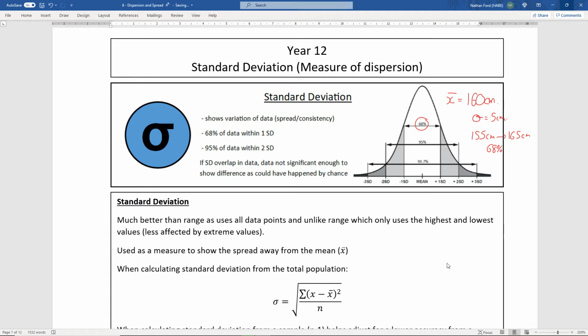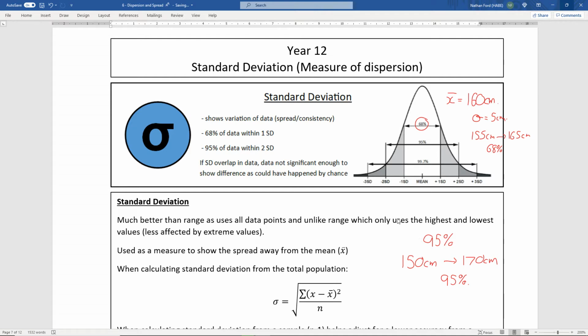So that means that 95% of my class will be, you should have guessed it by now, 150 centimeters to 170 centimeters, because this is two standard deviations above and below the mean, and that would be 95%. Now again, if you want any clarification on any of this, come and see me. But this is really just what standard deviation is, and then I'm going to go through how to actually calculate it, which is just a step-by-step recipe.